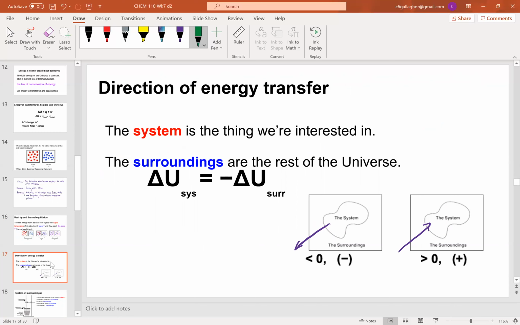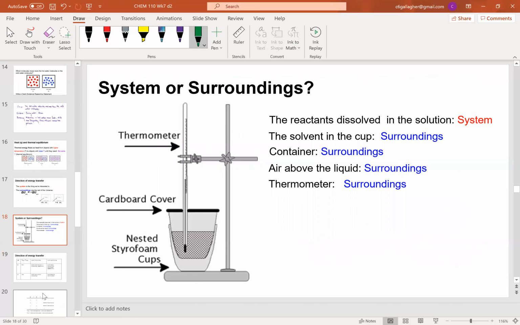So for example, if the change in energy of our system is less than 0 or negative, that means our system is losing energy to the surroundings. If our system's change in energy is greater than 0, then it's gaining energy from its surroundings. You might be wondering at this point, how do we determine what are systems and what are surroundings? We can really determine this by specifying whatever it is that we're interested in studying.